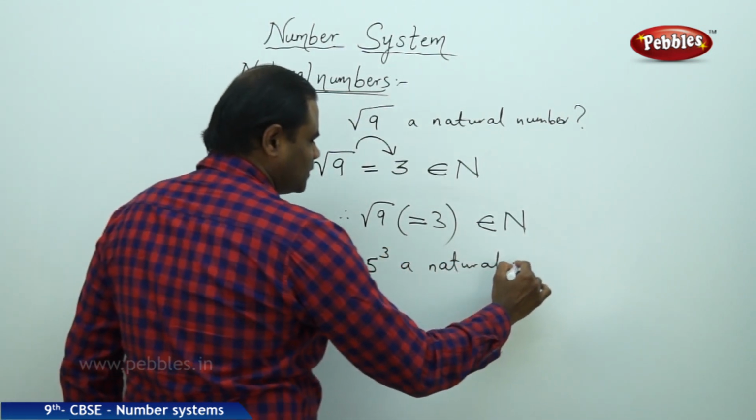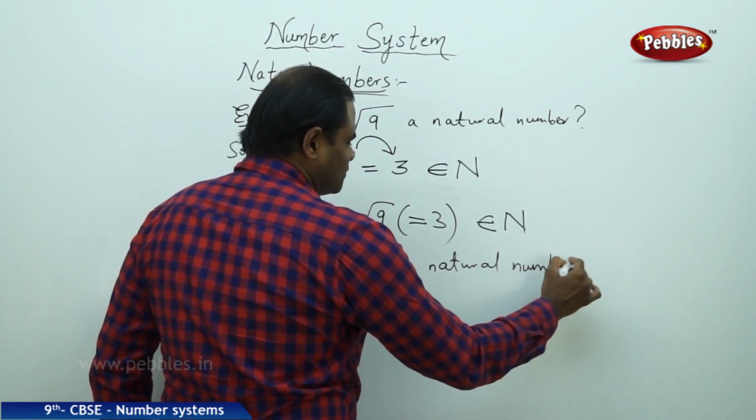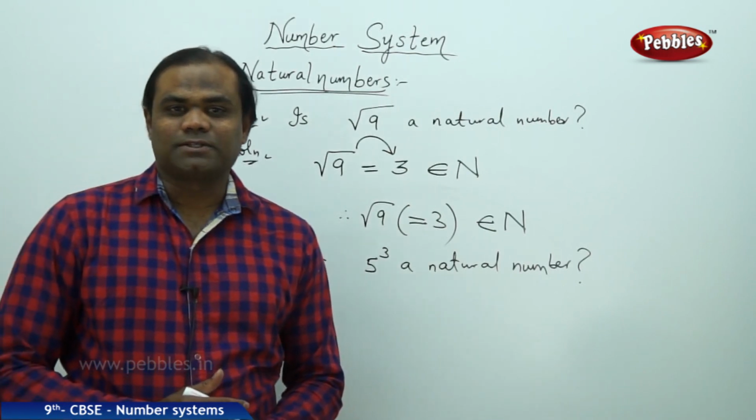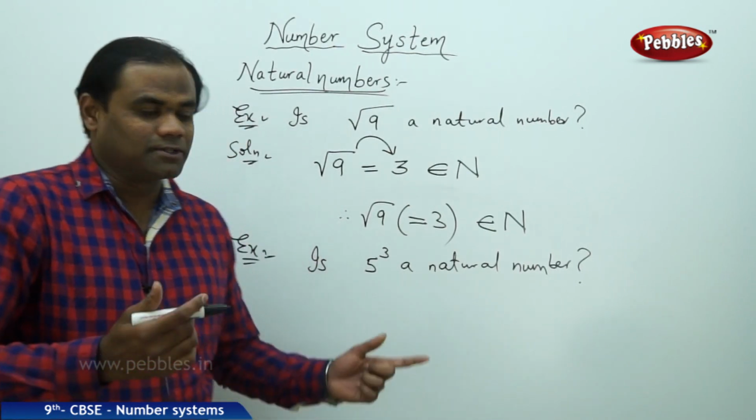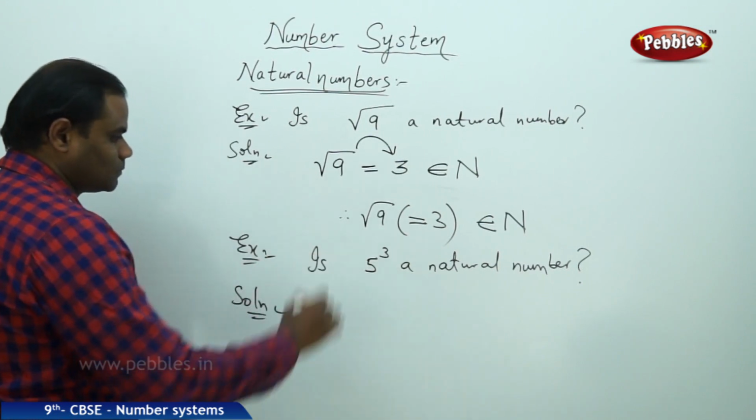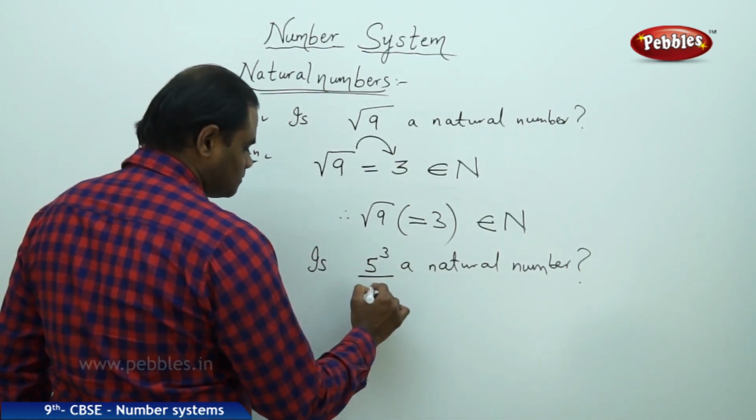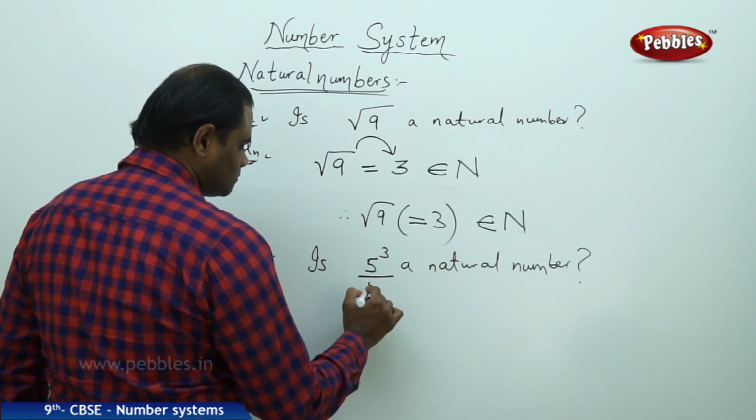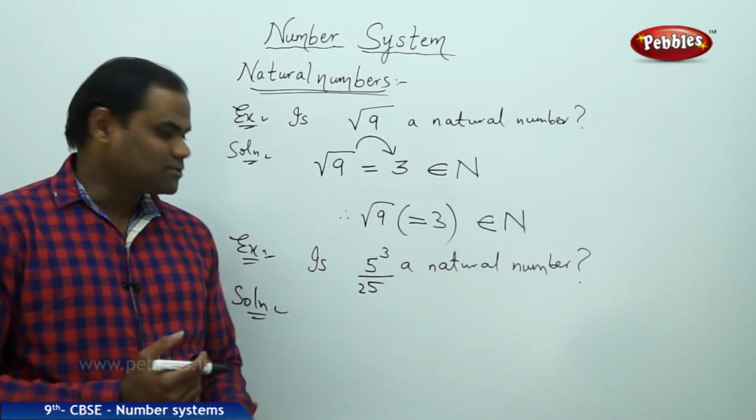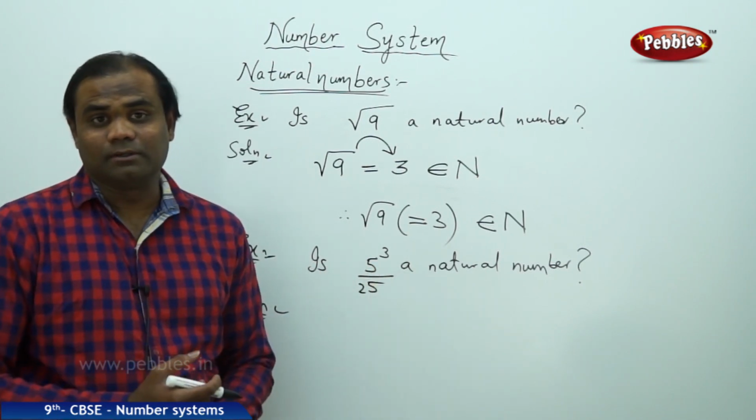Is 5 cubed a natural number? This is my question. Yes, let's see. Or let me add this to it. Now, is 5 cubed by 25 a natural number?